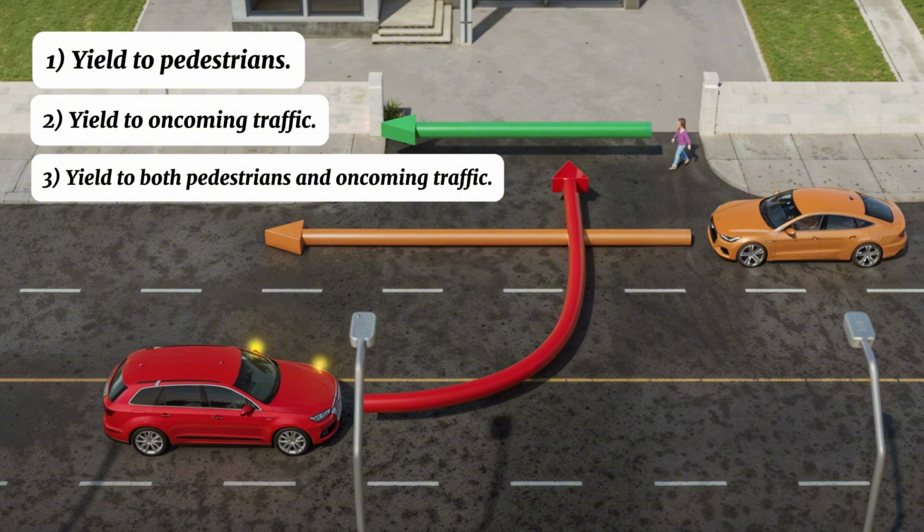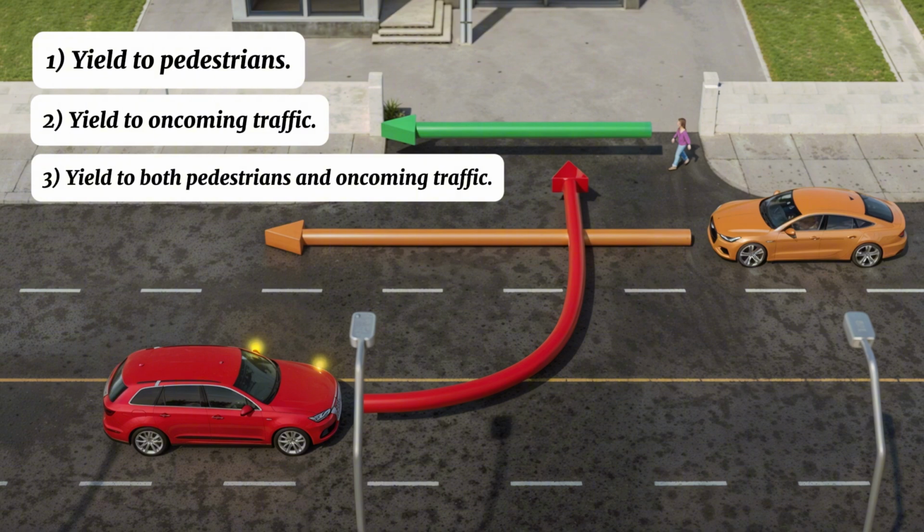To determine the correct course of action, we need to apply fundamental traffic laws and right-of-way rules. According to road regulations, when making a left turn, you must always yield to oncoming traffic before proceeding. That means you cannot turn until the road is clear and it is safe to do so. Additionally, pedestrians always have the right-of-way at crosswalks and designated pedestrian areas. This means that if a pedestrian is in your path, you must stop and allow them to cross safely.